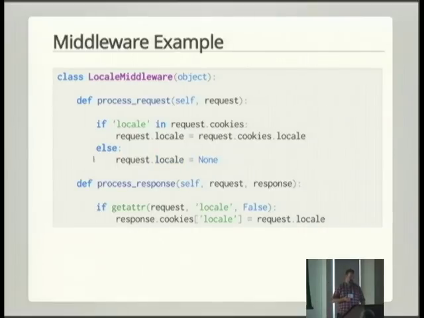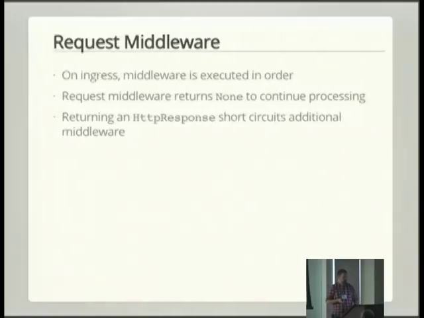On the other hand, when the response is going out, in process response here, we look and see, does the request have a locale? And if it does, we set it into a cookie. So you can see how this completes the round trip. The thing to note here is that we do a getattr as opposed to just request.locale. And that's because we're not guaranteed that the request side is going to run. So we've implemented both of them, but we're not guaranteed they'll both be run. That's a really important point.